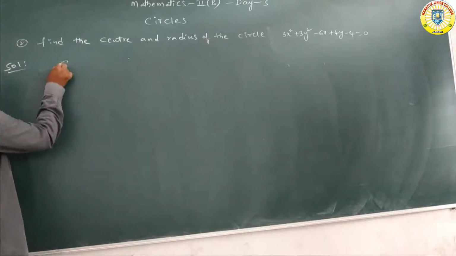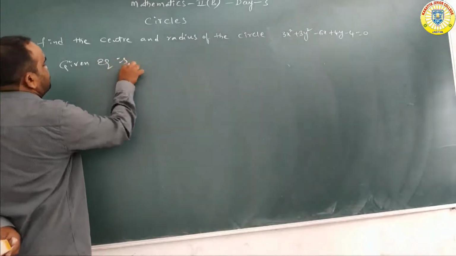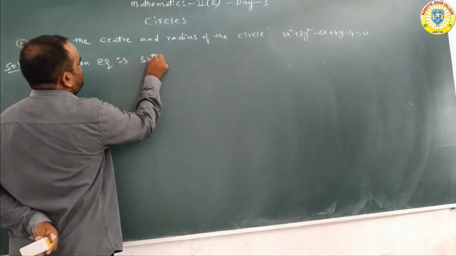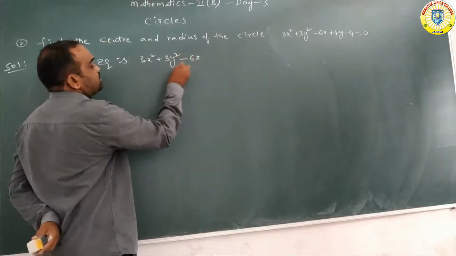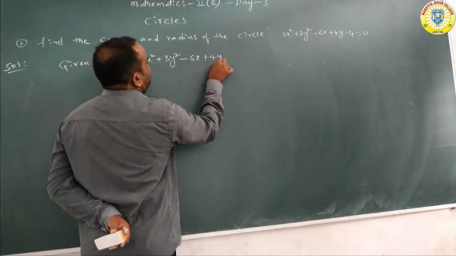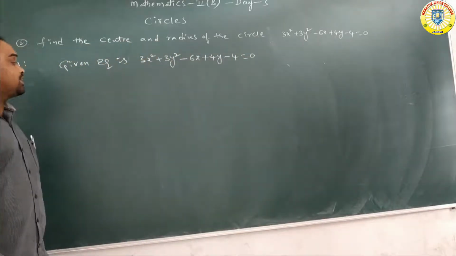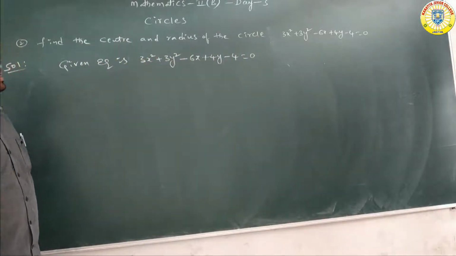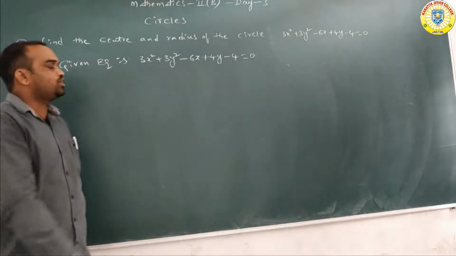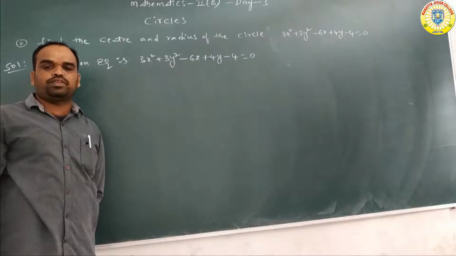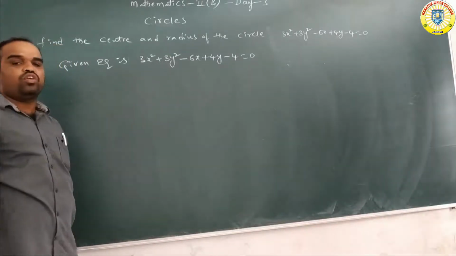What is the given equation? The given equation is 3x square plus 3y square minus 6x plus 4y minus 4 equal to 0. This is not in the general form. General form means x square plus y square, where the coefficient of x square and y square is 1.